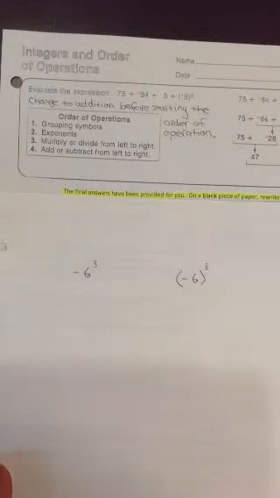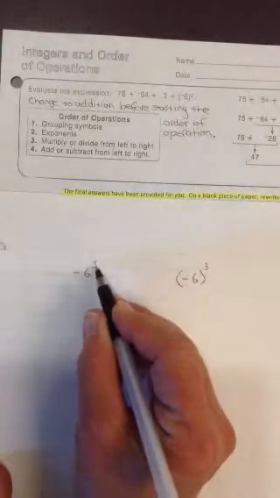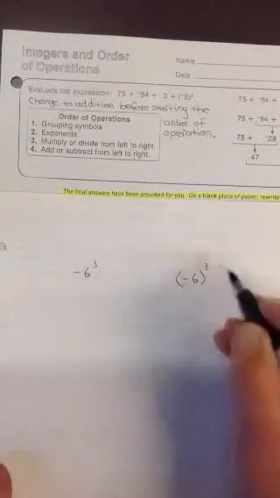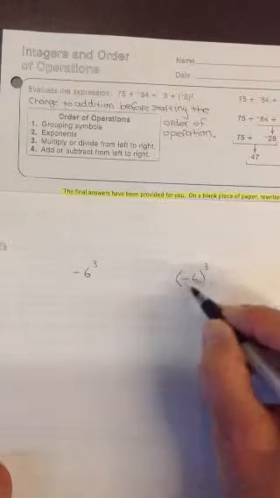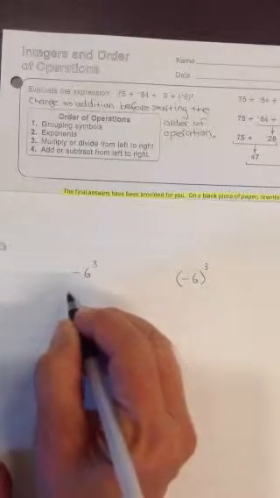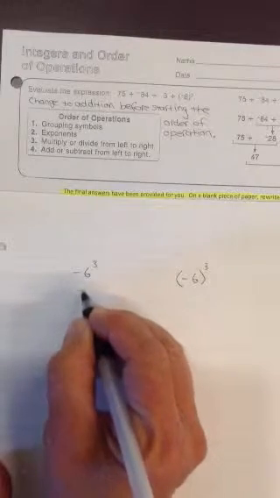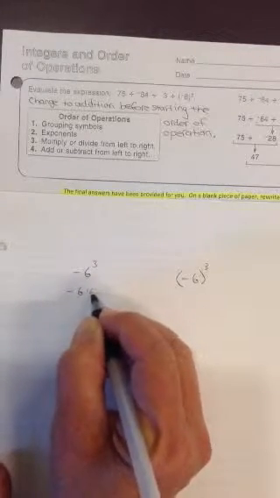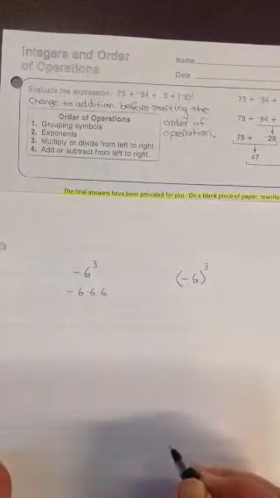These answers are going to come out the same just because I'm doing it to the third power. But I want you to notice how they're written differently. This is only affecting the 6. This is affecting everything inside of the parentheses. So negative we write down, but it's the 6 that is getting cubed or put to the third power.